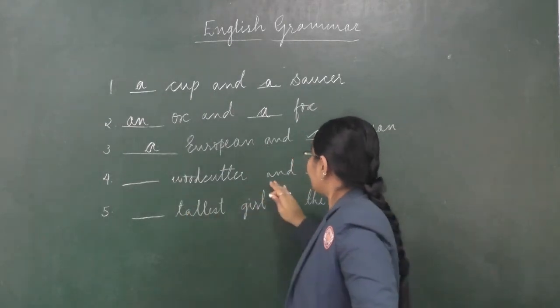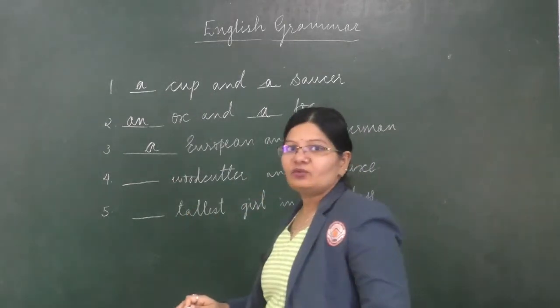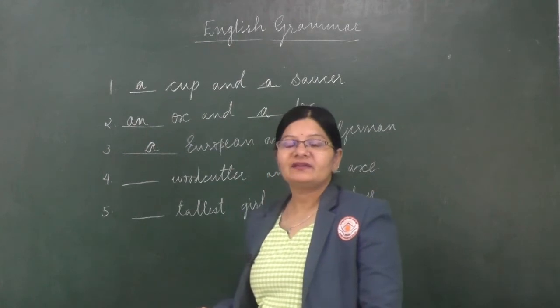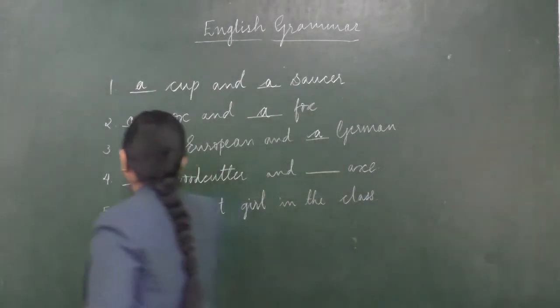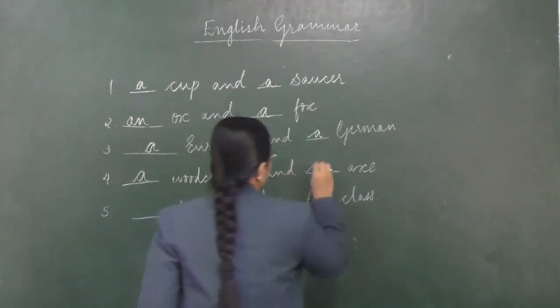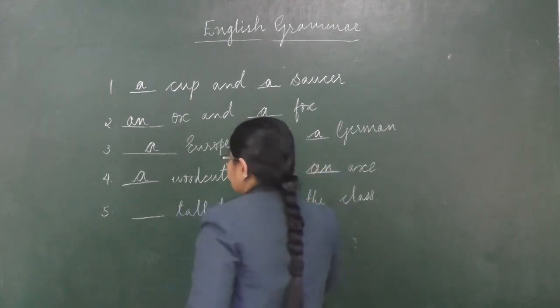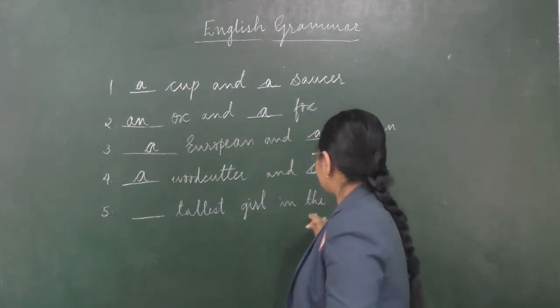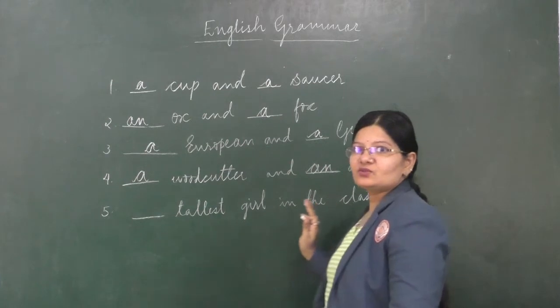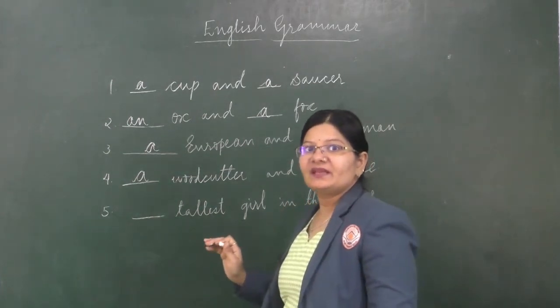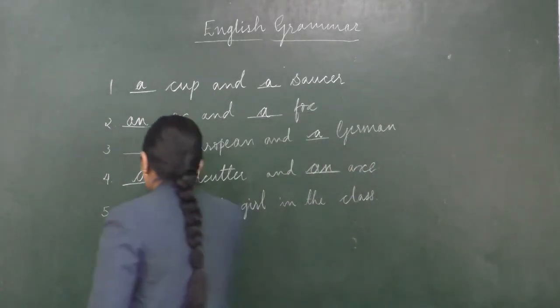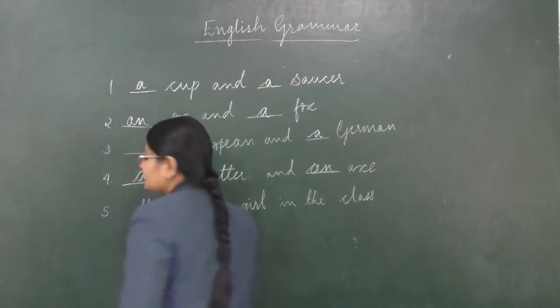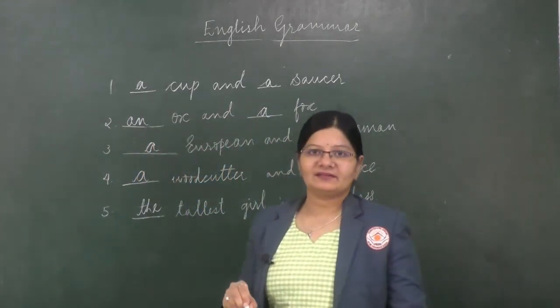Dash woodcutter and dash axe. What will you fill here? Yes, you are right. A woodcutter and an axe. Dash tallest girl in the class. So, what will you add here? Yes, you are right. The tallest girl in the class.